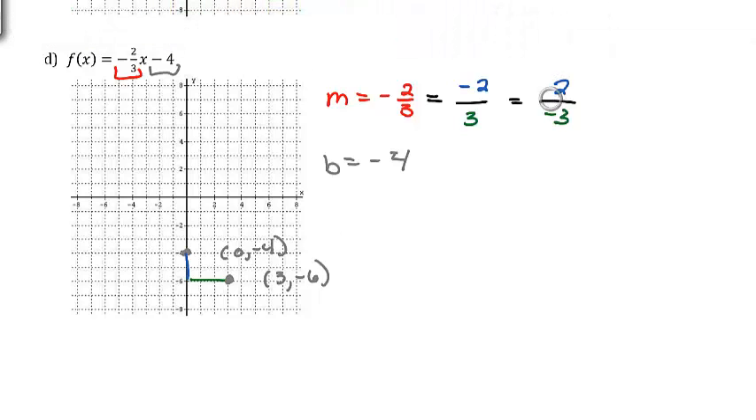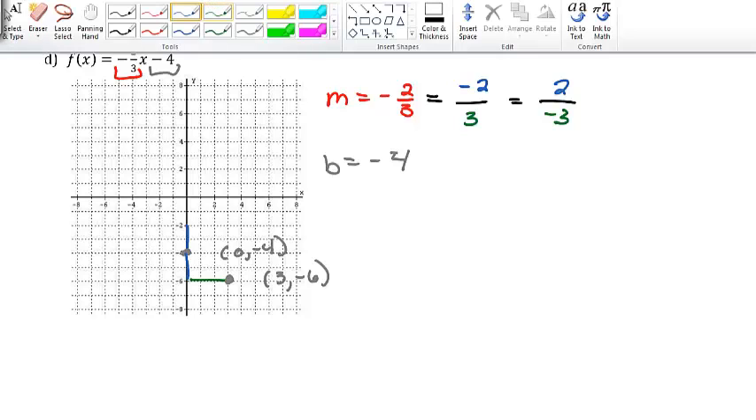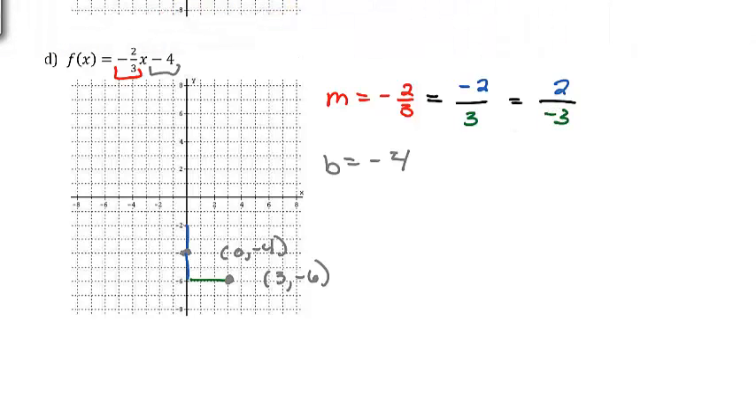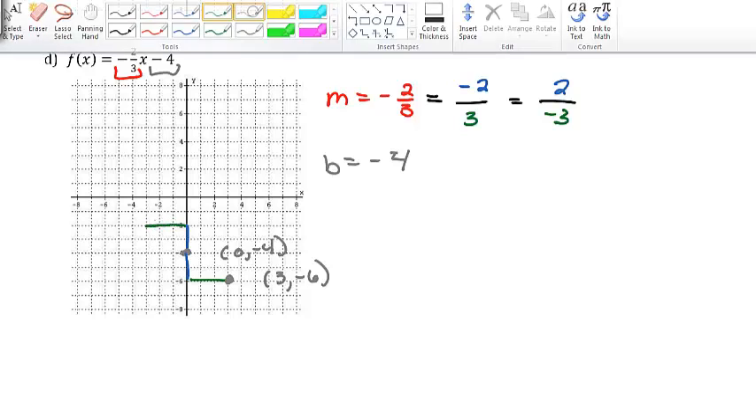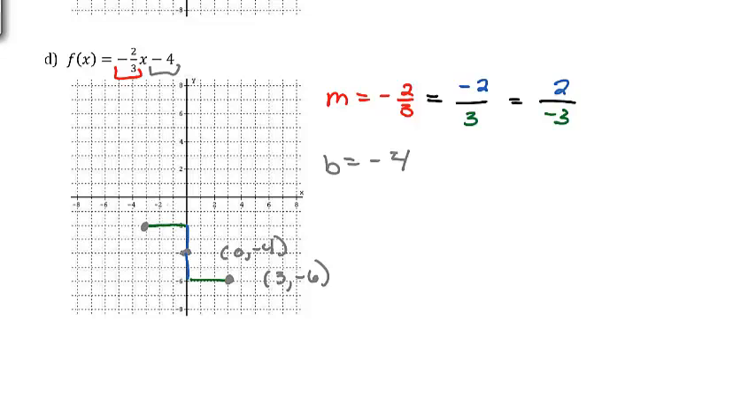And then we're also going to go back to our original point, that y-intercept, and we're going to rise 2. That means go up 2. And then we're going to run negative 3, which means go left 3. And that gives me another point on my graph. And this time the point is negative 3, negative 2. Now that I have 3 points, I can go ahead and draw in our line.